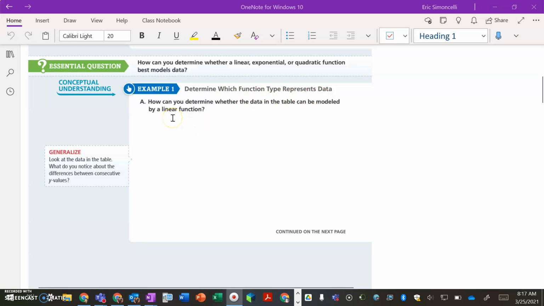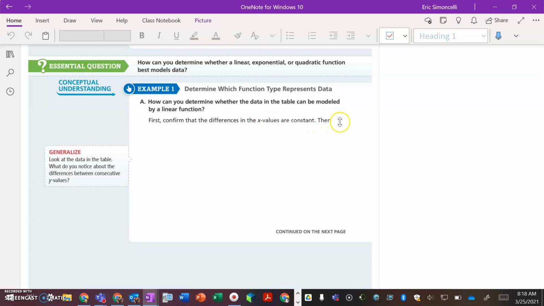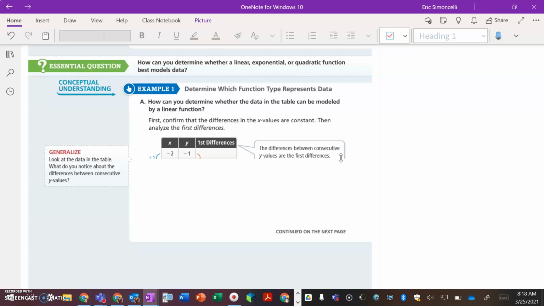For part A, it says how can you determine whether the data in the table can be modeled by a linear function? So what we'll do here is take a look at some data. First, confirm that the differences in the x values are constant, which we're about to see take shape. Then, analyze what we call the first differences. So here we go, our xy table, and on the far right side you see first differences. First differences are the differences between consecutive y values, and you'll see that take shape as follows.